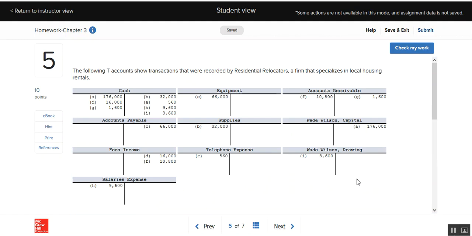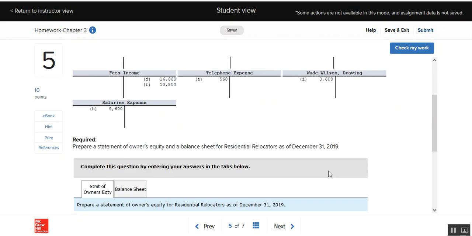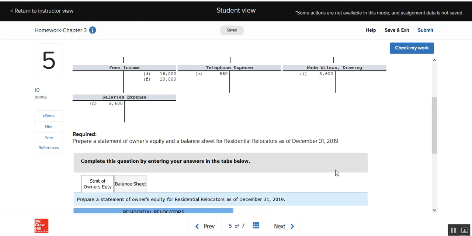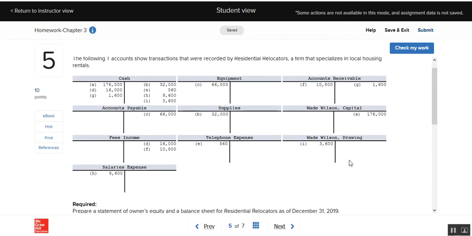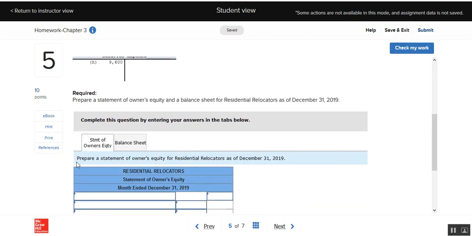It says the following T accounts show transactions that were recorded by residential relocators. And it says prepare a statement of owner's equity and a balance sheet for residential relocators as of December 31st, 2019. Now I wanted to go through this one because it's a little bit tricky, because down here you have 2 tasks. You have to do the statement of owner's equity and the balance sheet.